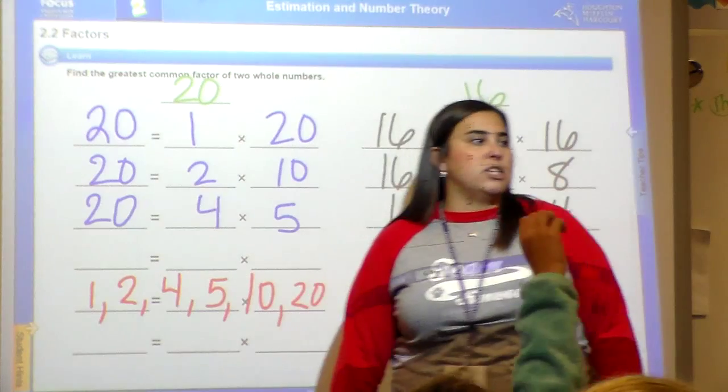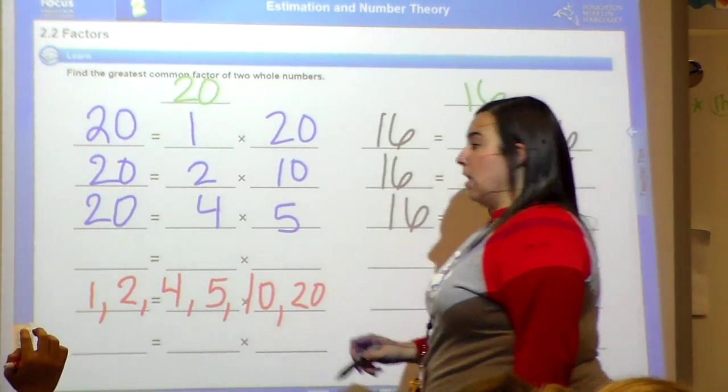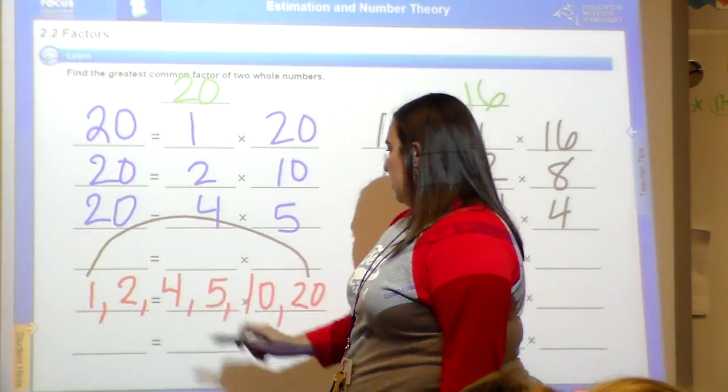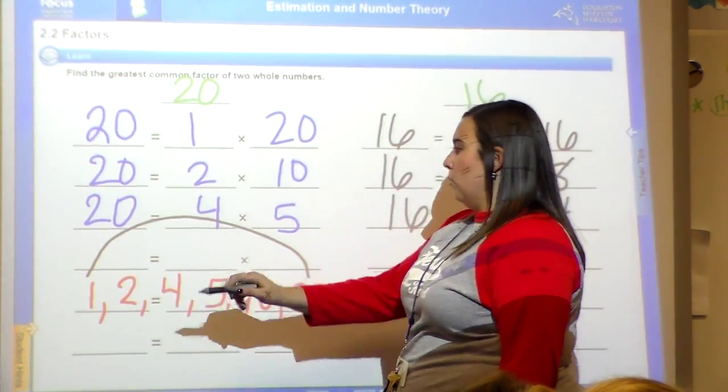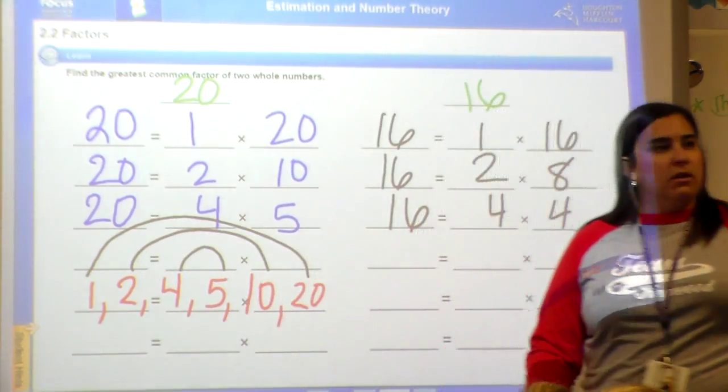Who can tell me how I can check my work up here? Erica? By making the rainbow lines. Okay? 20 and 1 go together. 2 and 10 go together. And 4 and 5 go together. Good.